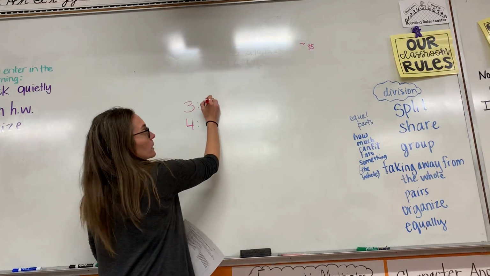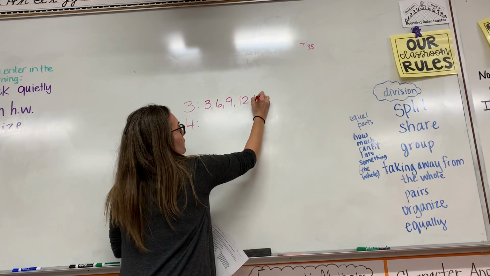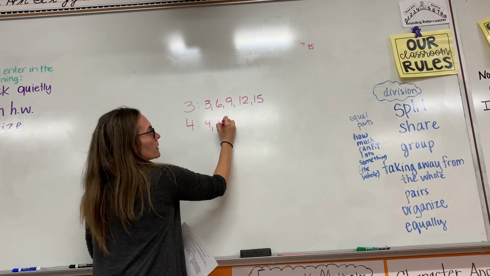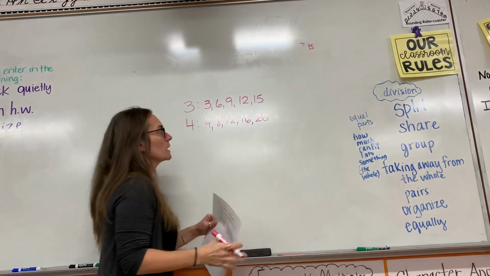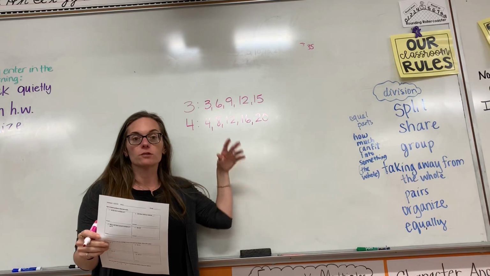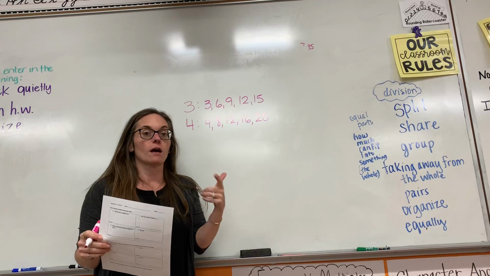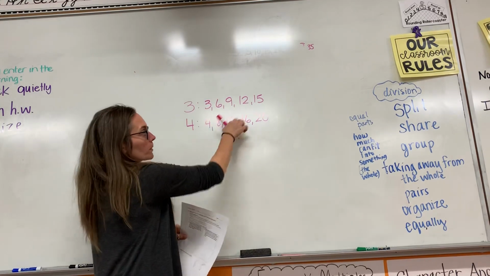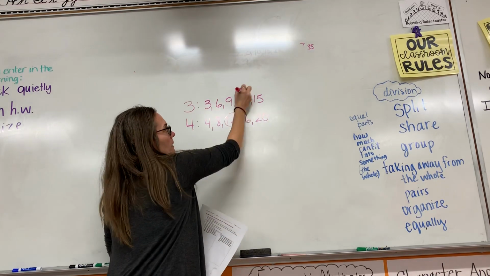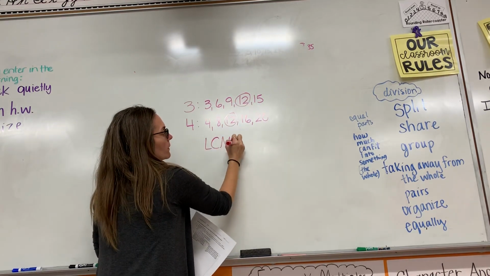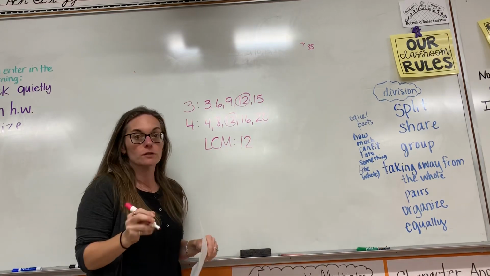Okay, so we're basically just going to count by threes. 3, 6, 9, 12, 15. 4, 8, 12, 16, 20. So if you list about 5 or 6 for each one, then you should be able to find the least common. Remember, least means smallest, common means the same. So I'm looking for the number that's the same in both of these rows, and you're going to notice that I find 12. And LCM, which stands for least common multiple, in this case is 12.